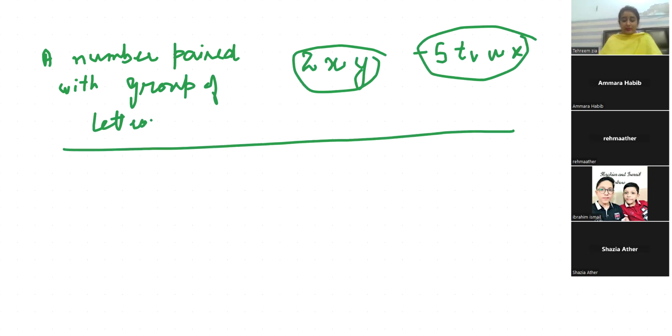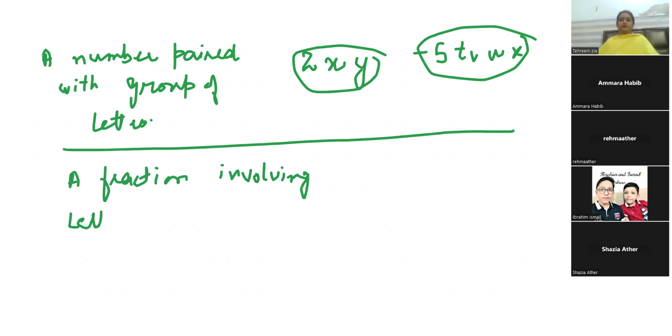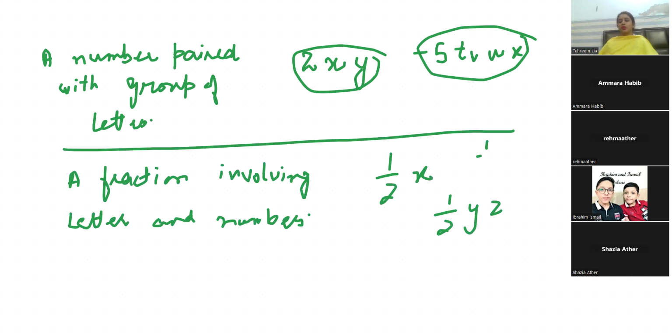Okay, now what are terms? A fraction involving letters. Everyone knows what a fraction is. A fraction is something having a numerator and denominator. A fraction involving letters and numbers. One by two x, 1 by 2 yz, or only 1 by 2 alone is also one term. So this is one term.